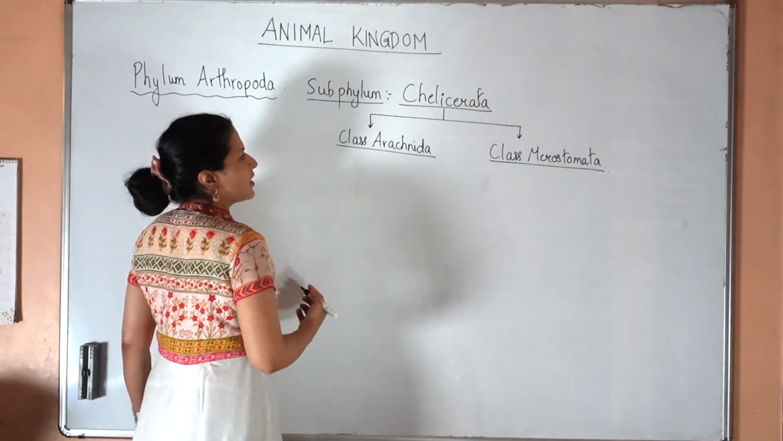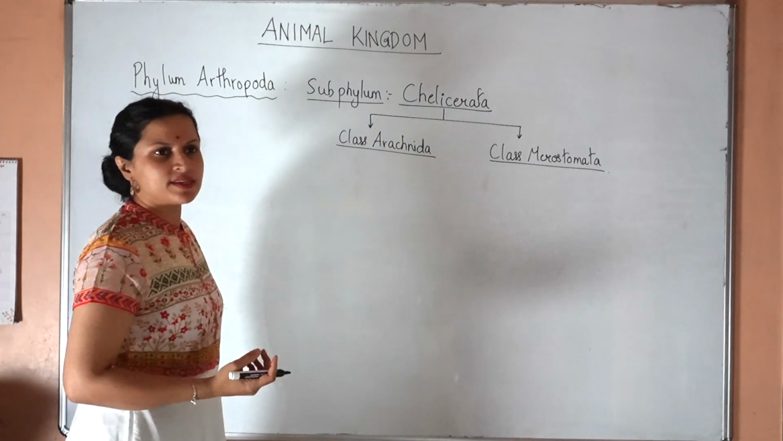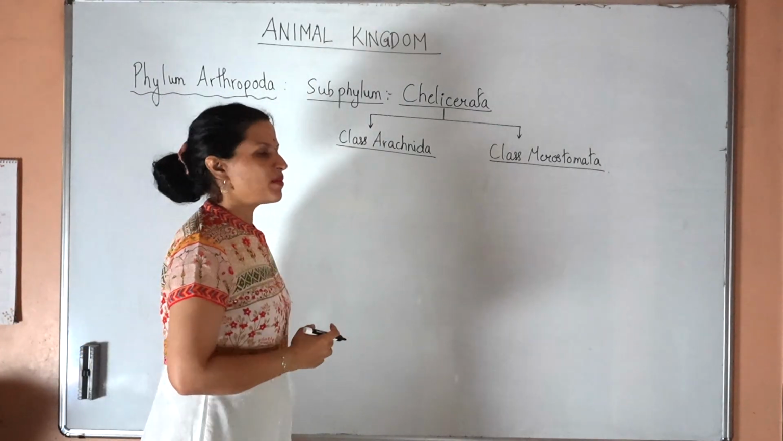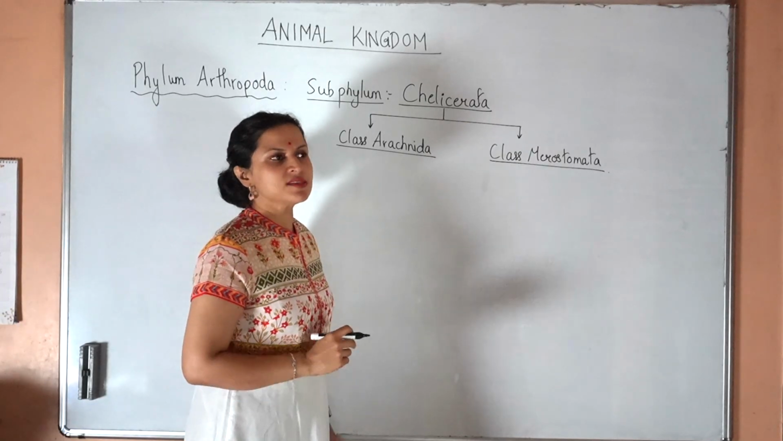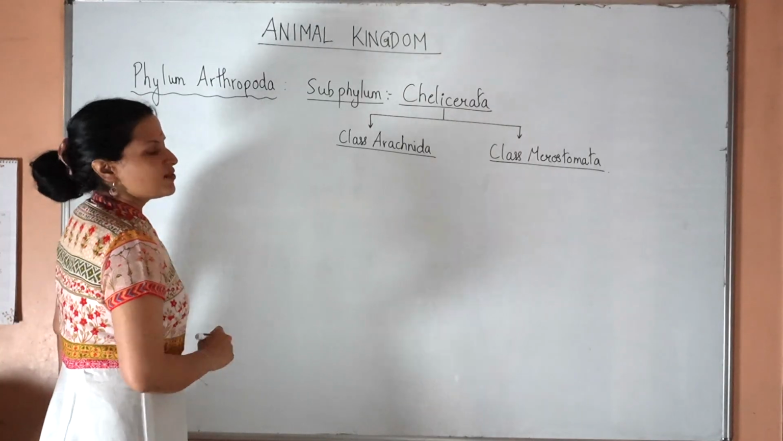Under class Arachnida we have different arachnids like spiders, scorpions, ticks, mites, etc. And class Merostomata has just one example, that is limulus. We are going to discuss both these classes in this lecture. Let us first start with class Arachnida.